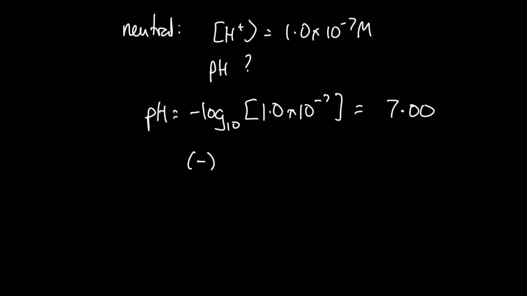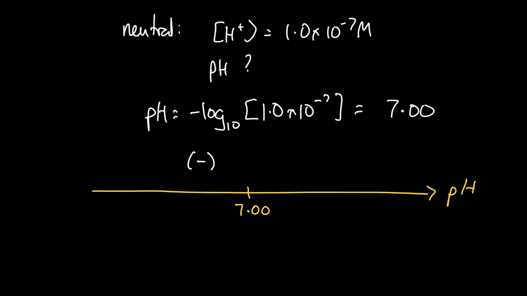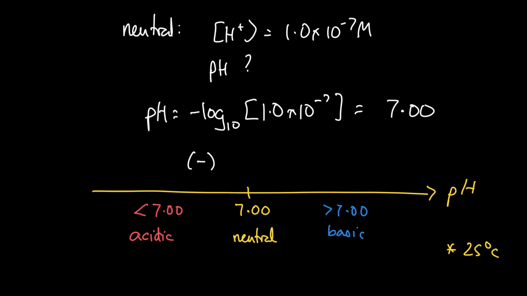Notice that is a neutral scale. In fact, if we draw the pH scale out, we can write 7 here in the center, and we can say that this is our definition of neutral at 25 degrees Celsius. If you are below 7, then you are acidic, again, just at room temperature. And if you are above 7, then you are basic, again, just at room temperature.